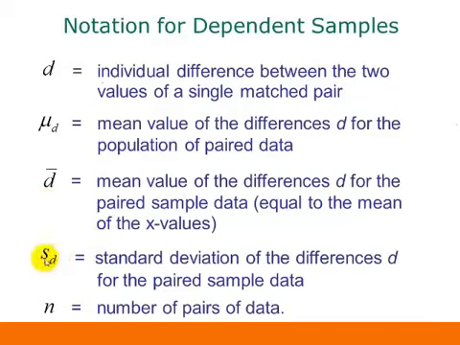Same thing with the standard deviation for the sample. This would be calculated from the list of differences, and we would just find the standard deviation for that list. And n is going to be our sample size, which is going to be the number of pairs of data.